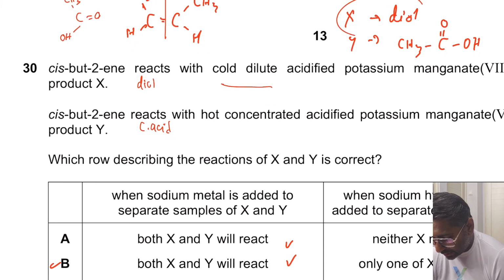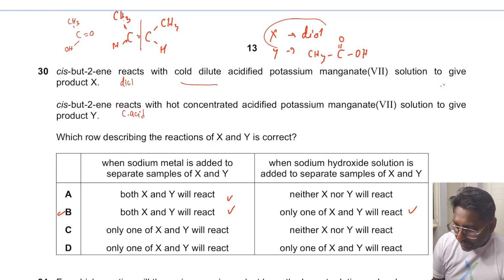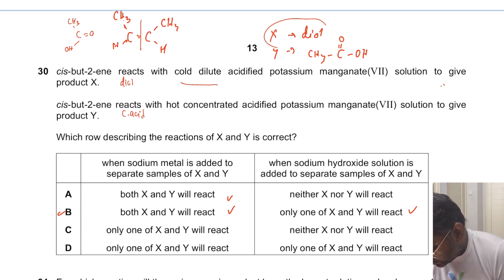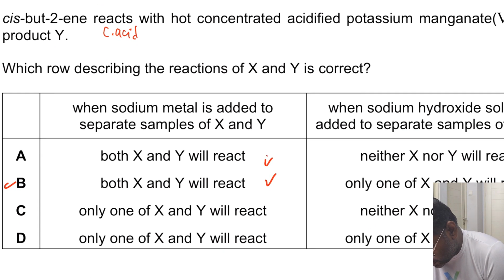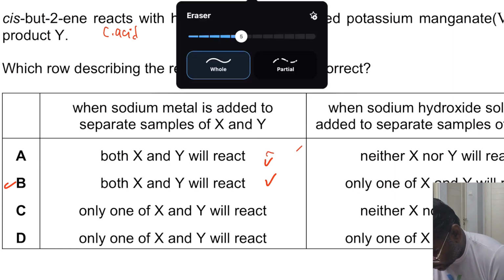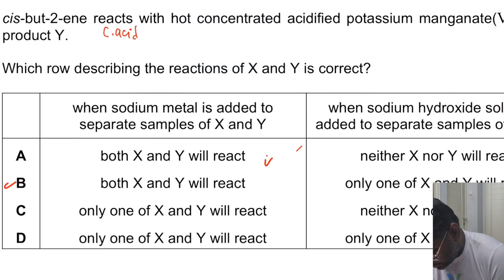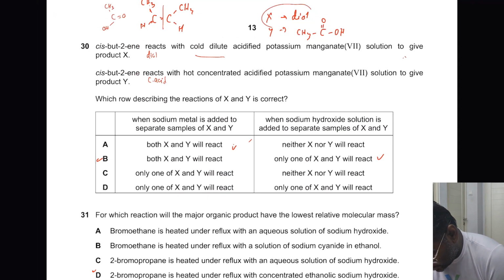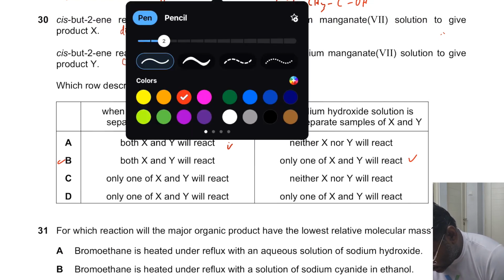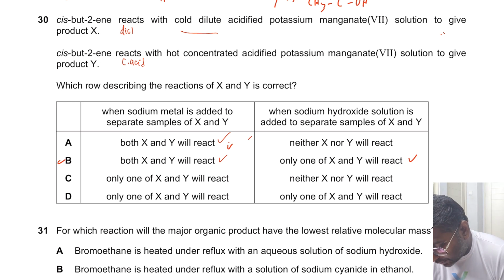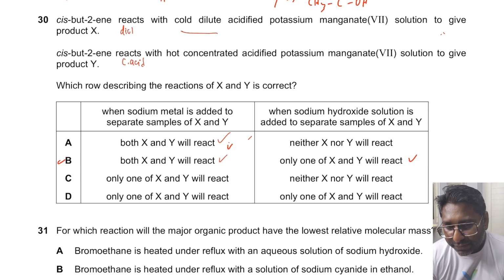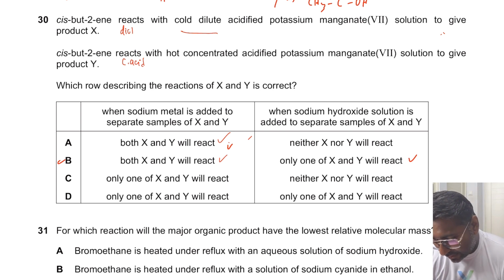Which row correctly describes this? With sodium metal, do remember a diol, an alcohol, can react with sodium. A carboxylic acid can also react with sodium. So both of them will react. And then for sodium hydroxide, do remember alcohol does not react with sodium hydroxide. So only the carboxylic acid reacts with sodium hydroxide. So the answer is going to be B.